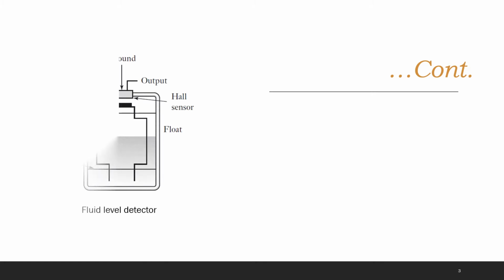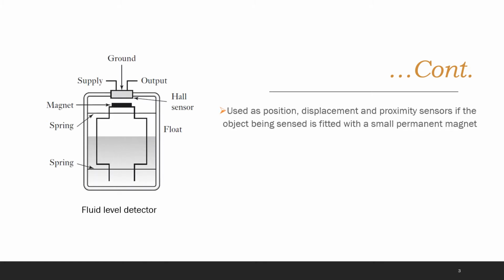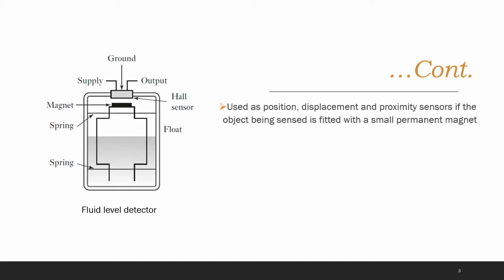So the Hall effect sensors can be used as position, displacement and proximity sensors if the object being sensed can be fitted with a small permanent magnet. The figure shows a Hall effect sensor being used as a fluid level detector, which can be used in an automobile fuel tank. In the figure, it shows the fuel tank with a Hall sensor fitted onto the tank, and it also has a float which houses a small permanent magnet.